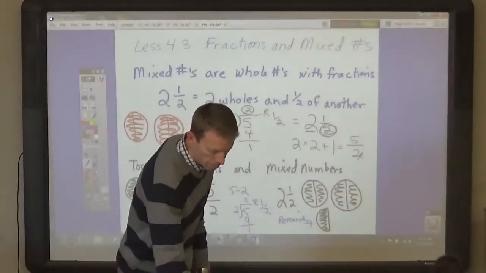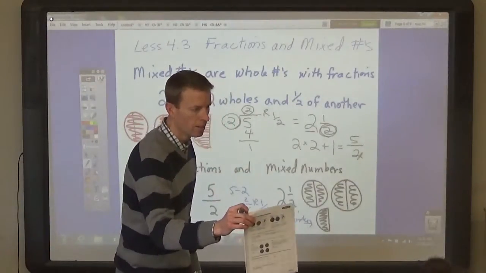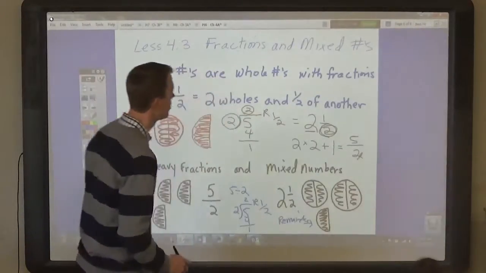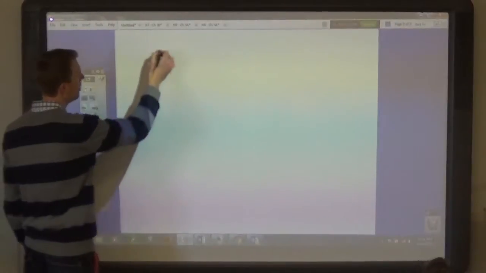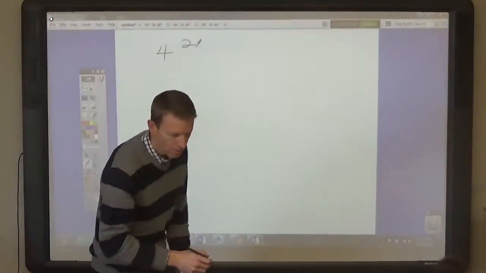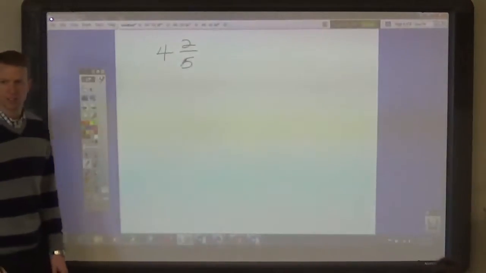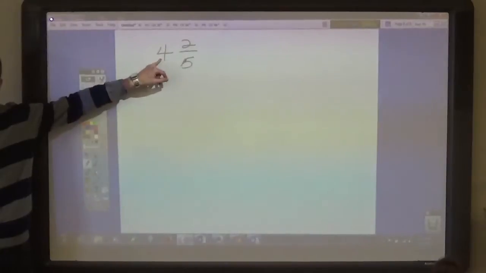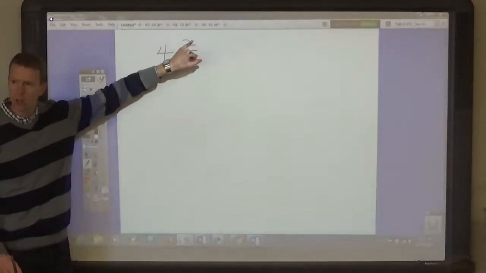Number 1. For the practice of the first side, where there's the teaching side, the first one given is 4 and 2 fifths. So imagine this, we got 4 wholes, and then you have another pizza cut into fifths, and you have 2 pieces.